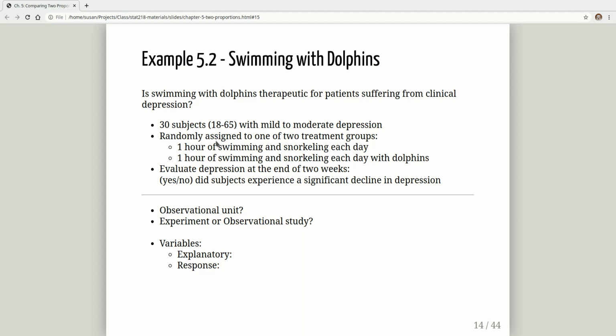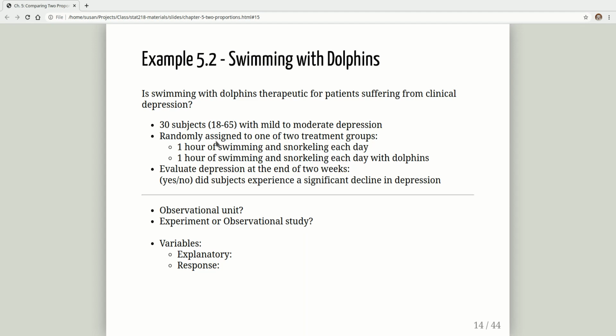At the end of 2 weeks, they evaluate whether their depression symptoms have declined. So the observational unit for this study is an individual with mild to moderate depression. This is an experiment because we are randomly assigning treatments to groups, and the treatment here is whether you get to swim with or without dolphins.